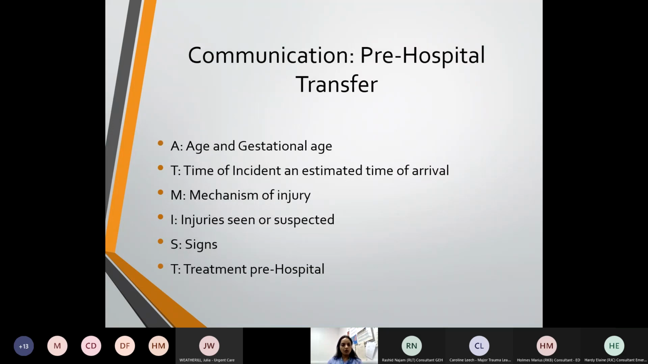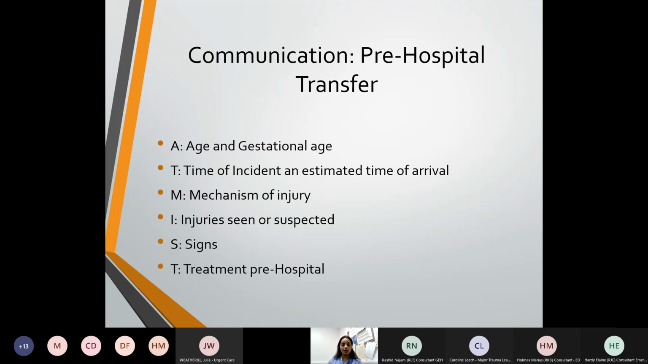But more specific for trauma, for the pre-hospital transfer, in the MOET courses, we talk about what we call ATMIST, as a mnemonic, to make sure that you've given all the information that your receiving team needs. So it stands for age, and what is the gestational age of the baby, and what time did the trauma happen, and what is the estimated time of arrival, how did the trauma happen, what injuries can you see that are obvious.